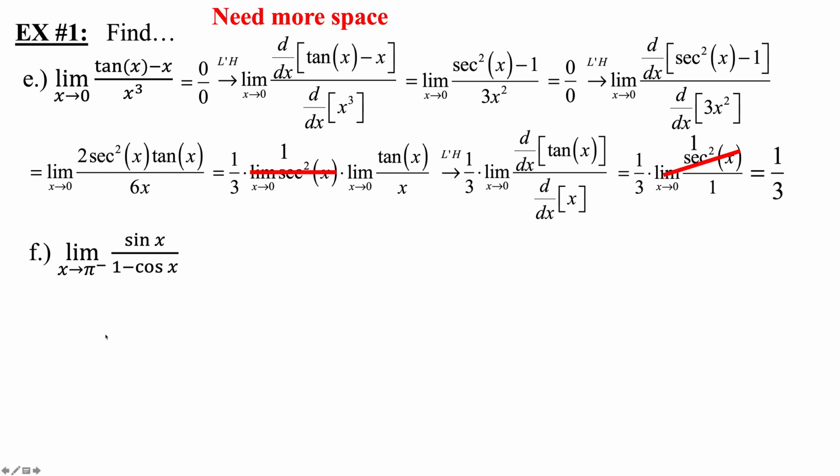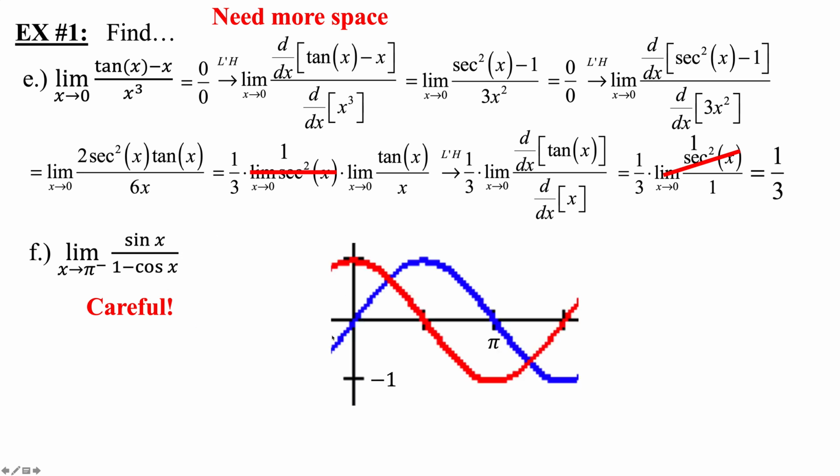All right, the limit as x approaches pi from the left. Be careful here. When you go right and left, you have to slow down. Do not make a direct substitution with pi and think this is 0 over 0. That's not true. What I did is I went to my graphs. Here's my sine curve in blue. Here's my cosine in red.